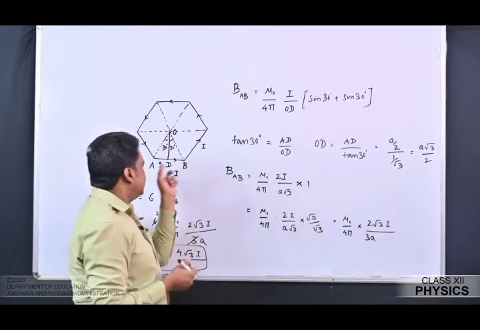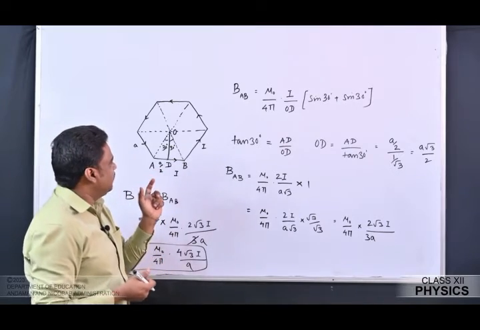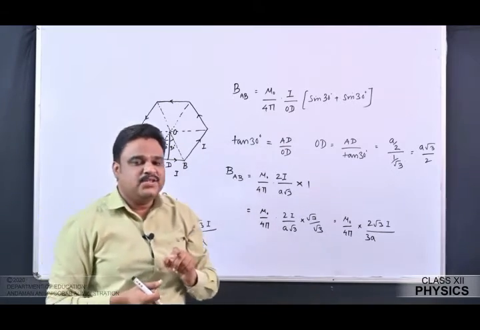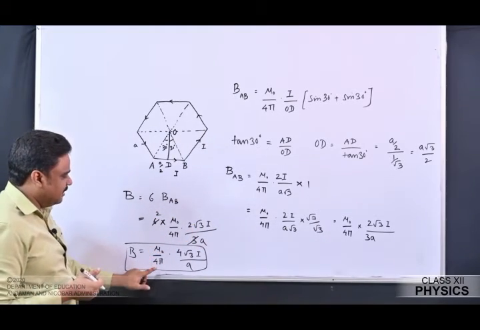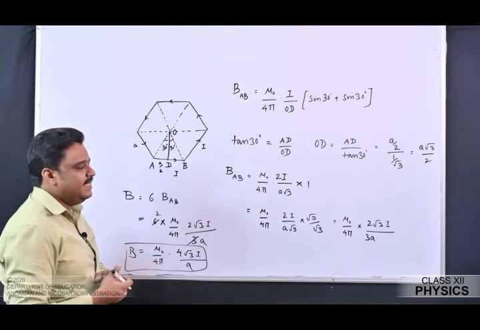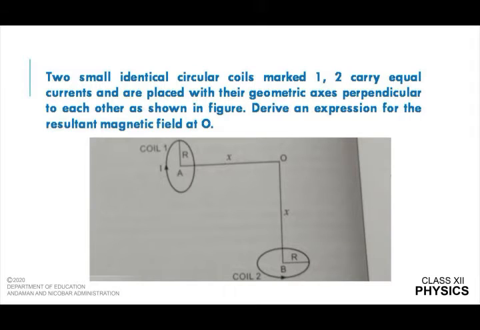This is due to one side AB. So I want the total value at O due to the entire hexagon. So I am going to multiply it by 6. So the final answer comes to be mu naught by 4 pi 4 root 3 I by A. I'm going to get into my next question.